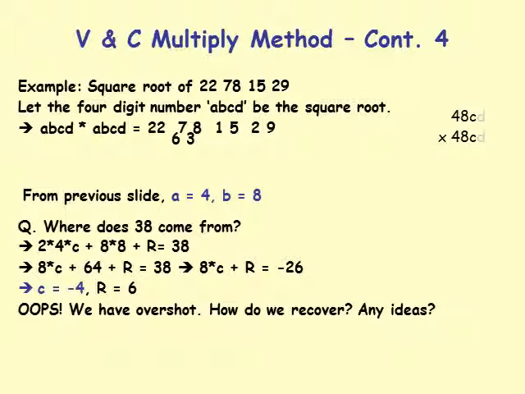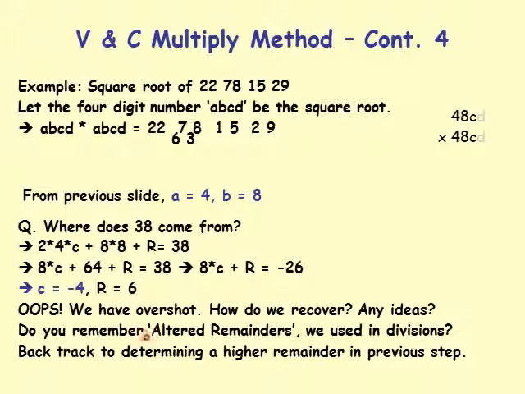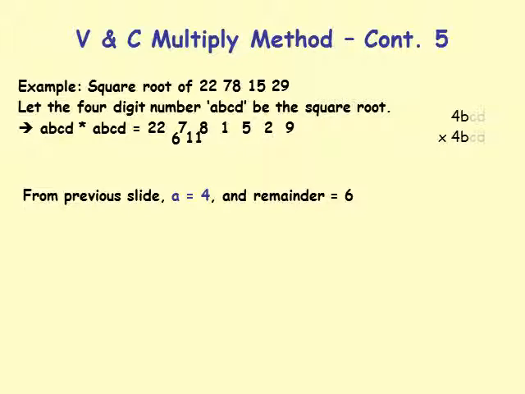Oops, we have overshot. How do we correct? Any ideas? Do you remember altered remainders we used in divisions? Backtrack to determining a higher remainder in the previous step. So altered remainders means we're going to backtrack and determine a higher remainder in a previous step. That means we come back to 67 here. A is equal to 4 and remainder is 6.